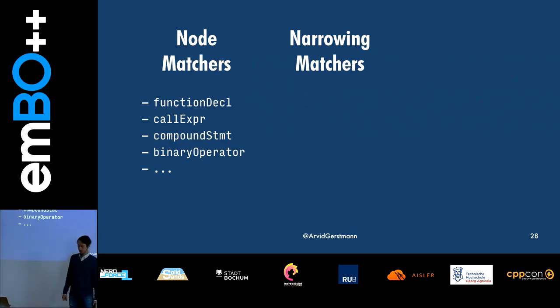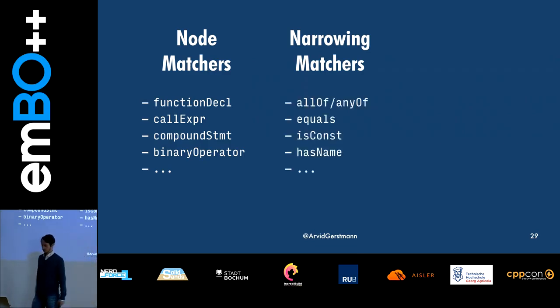Narrowing matchers are used to match certain attributes on AST nodes, thus narrowing down the current set of nodes being matched. For example, narrowing matchers are the previously mentioned allOf, anyOf, and a couple of others. Those are special logic matchers. They take any type of matcher and return the same type, so you can combine them in a very special, very powerful way. Then we have equals.